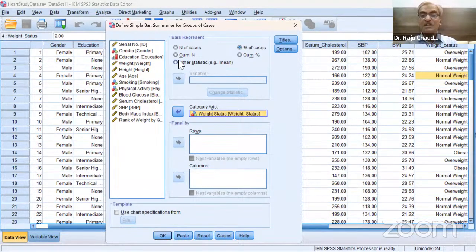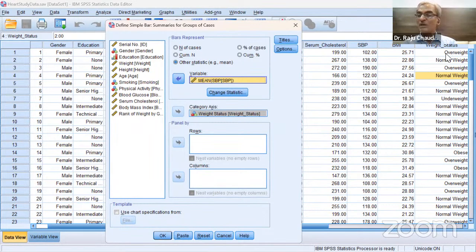So in that case, you can select other statistics. Here we can select the systolic blood pressure variable, right? By default, it is mean. So what will it actually perform?